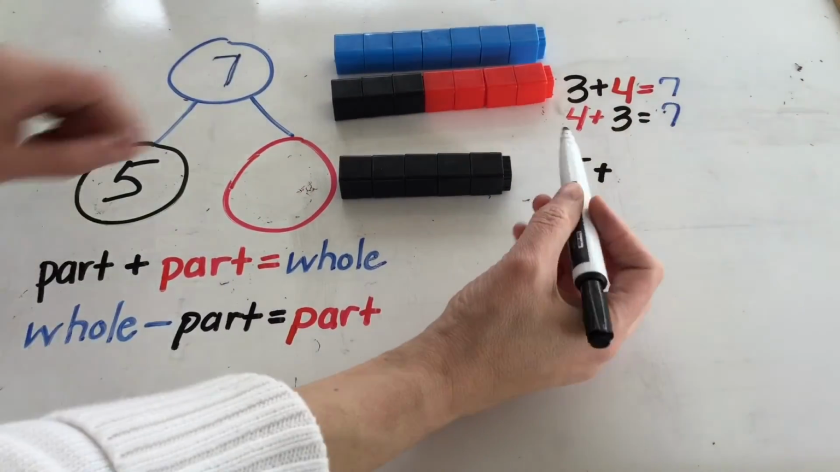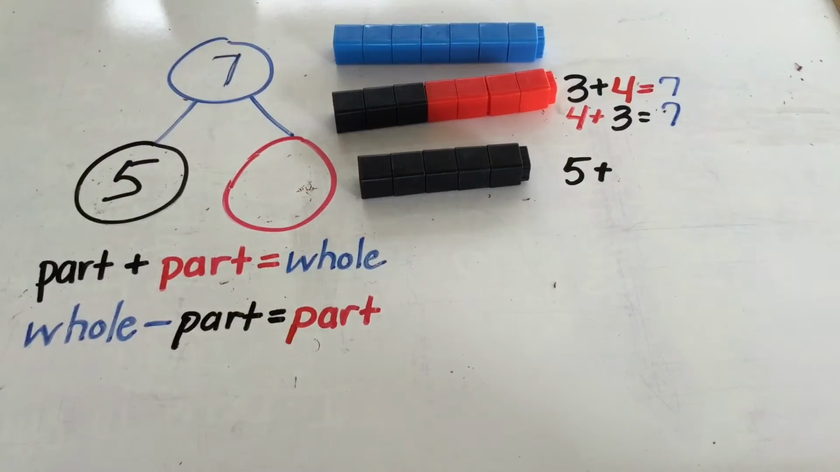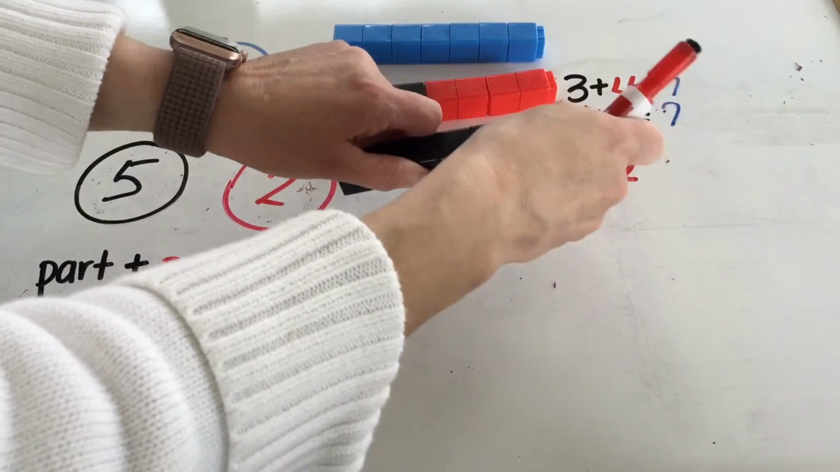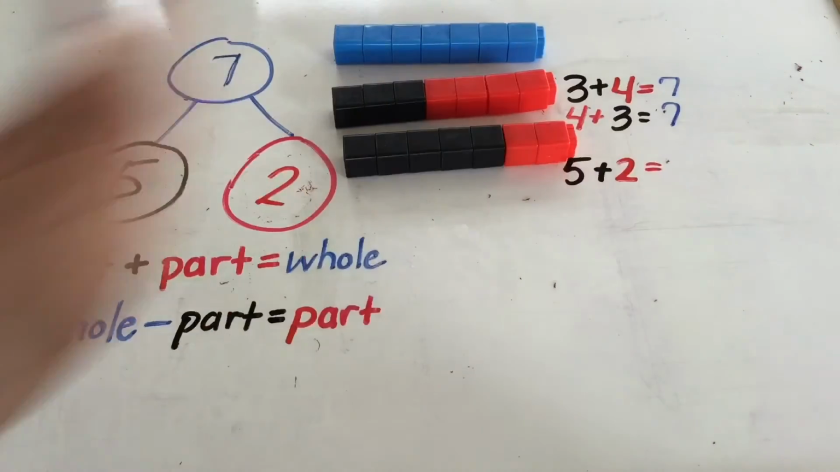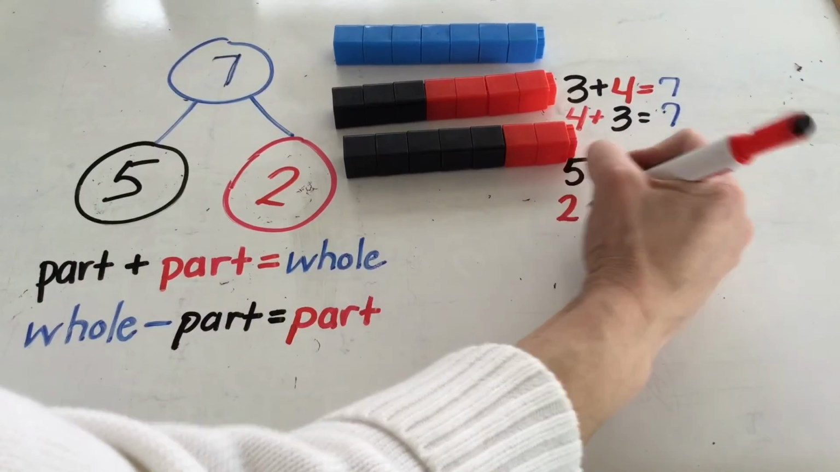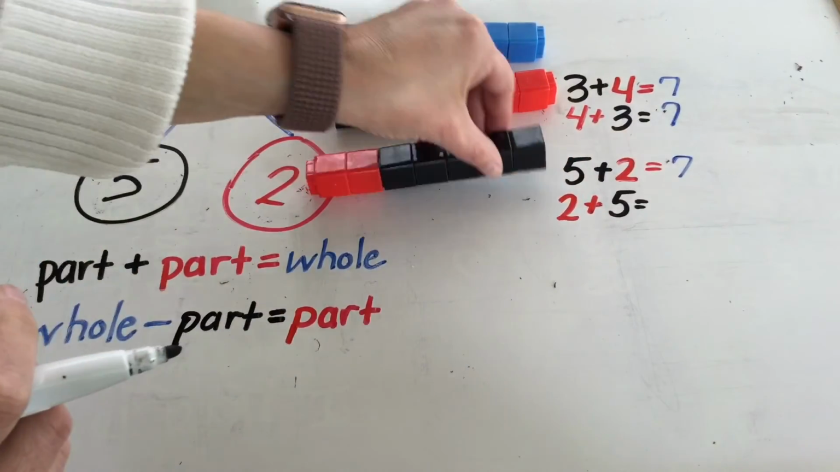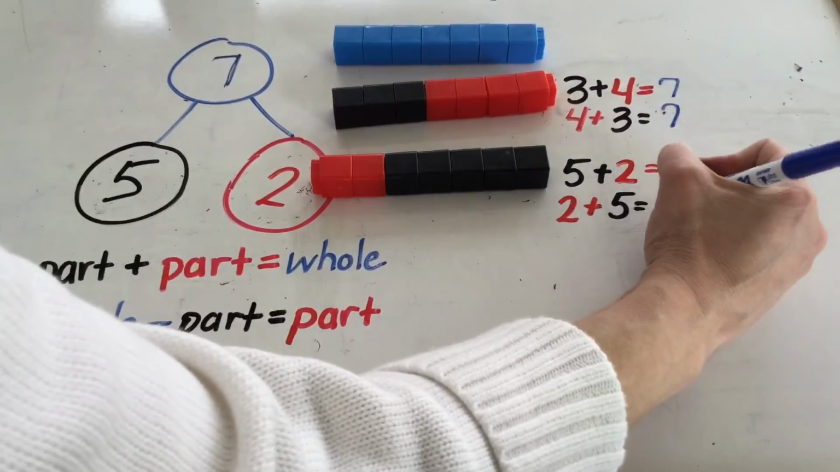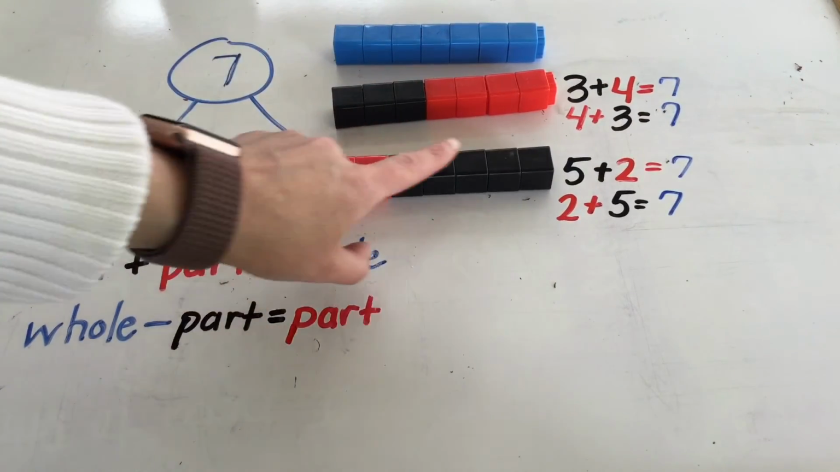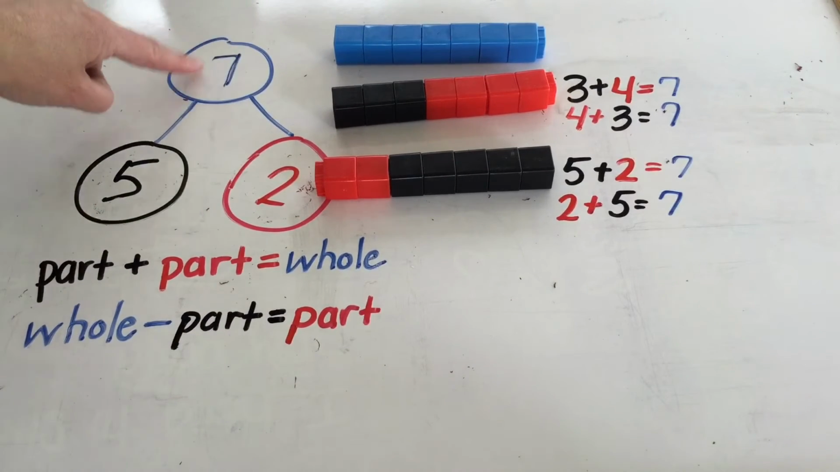Let's use the part 5 to figure out the other part to make another addition sentence that equals 7. So if I count on, I see that 2 more equals the whole of 7. Now remember, I can switch the parts. So 2 plus 5 equals 7. Using my number bond, part plus part equals whole, even when I switch the parts.